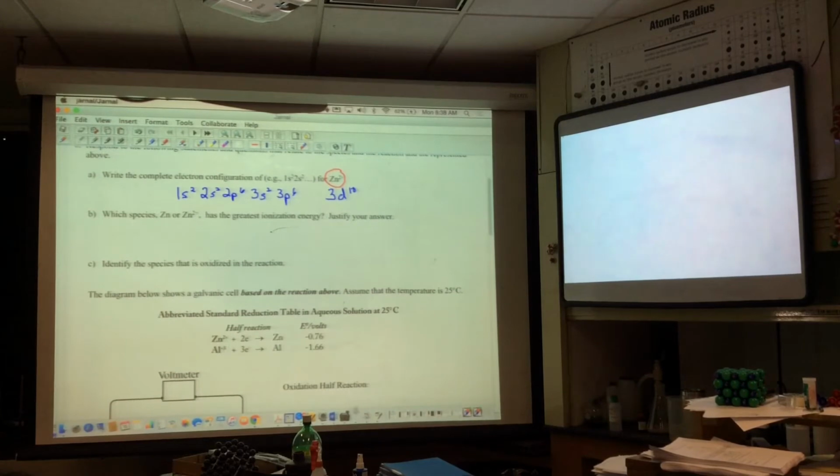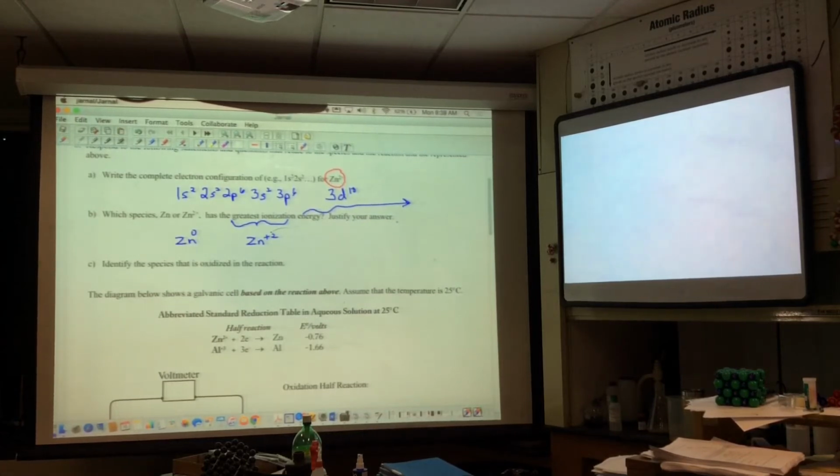Which species, zinc or zinc plus 2, has the greatest ionization energy? This is not redox, but it becomes redox. Well, zinc plus 2, or zinc. Now, what is ionization energy? It's the energy it takes to pull an electron away.